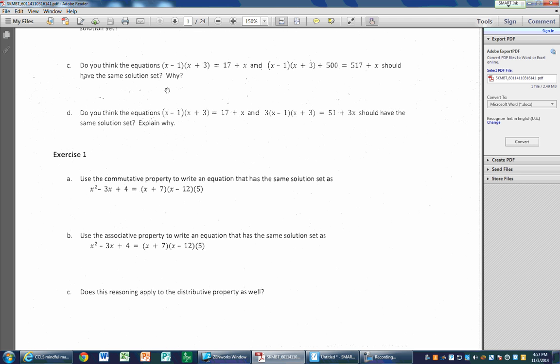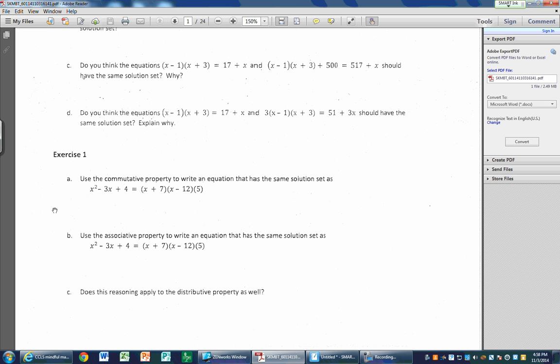Now, do you think the equation x minus 1 times the quantity x plus 3 equals 17 plus x, and the equation x minus 1 times the quantity x plus 3 plus 500? Let's see, that's a little different. Okay, and then we have equals 517 plus x. Should that have the same solution set? And why?